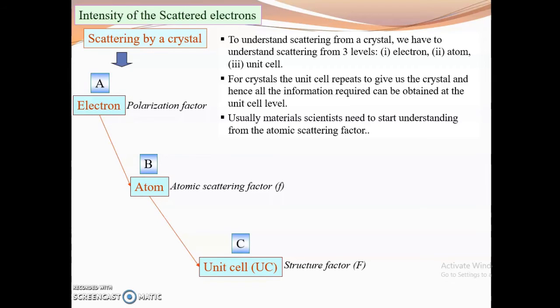Okay, so first, when we think about electrons, we have to consider the polarization factor. Then when we think about atoms, it is the atomic scattering factor. Simply we say scattering factor, represented by small letter f. So scattering factor or atomic factor is the contribution of scattering from all the electrons. Then we have scattering from the unit cell. Scattering from the unit cell is known as structure factor, which is normally represented by capital F, F(hkl). Okay.